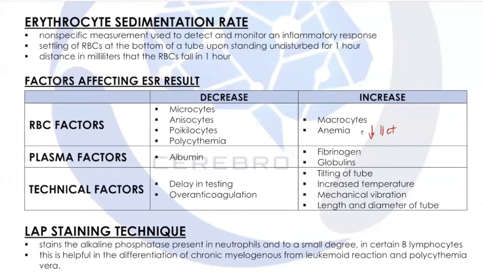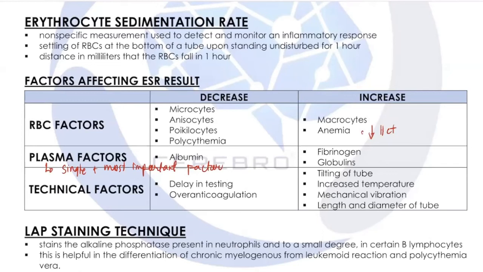Next, we have the plasma factors. The plasma factor, in fact, is the single and most important factor that determines ESR. So take note here. This is the single and most important factor that influences erythrocyte sedimentation rate. Usually this is influenced by the different proteins that are present in our plasma.